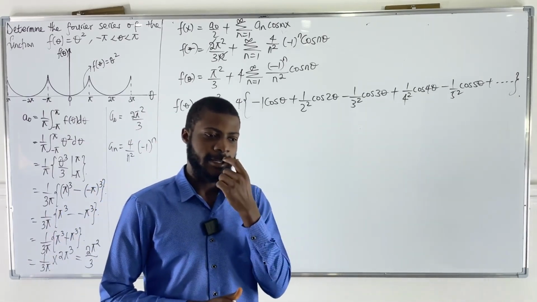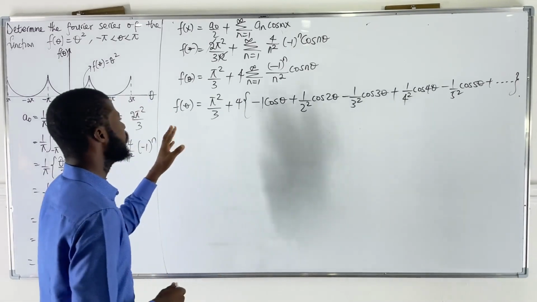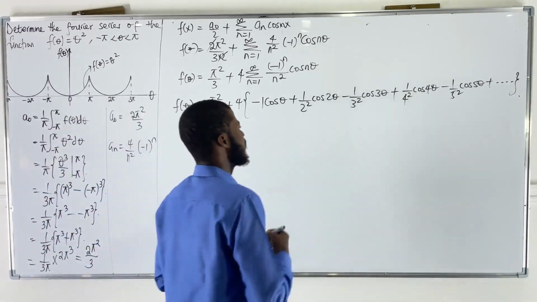But let me see. Can I deduce the series pi squared over 6 from this?